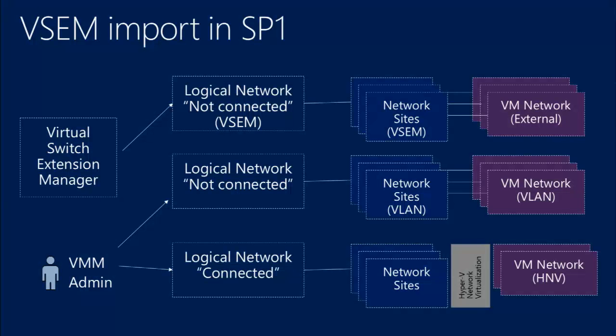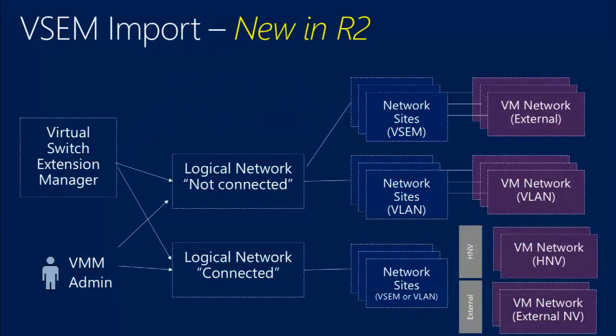A virtual switch extension manager could only supply these not connected logical networks. They could supply us with the network sites, and then the VM networks got created and tied one-to-one to a network site. In SP1, essentially we're getting rid of these special logical networks that only contained the externally supplied objects, and now we're basically saying an extension manager, which is actually now a network manager, can supply any type of logical network, connected or not connected, and they can basically supply their network sites into either of these logical networks. So in that way, the extension can now consume these connected logical networks and be aware that there are network virtualization packets going through it.